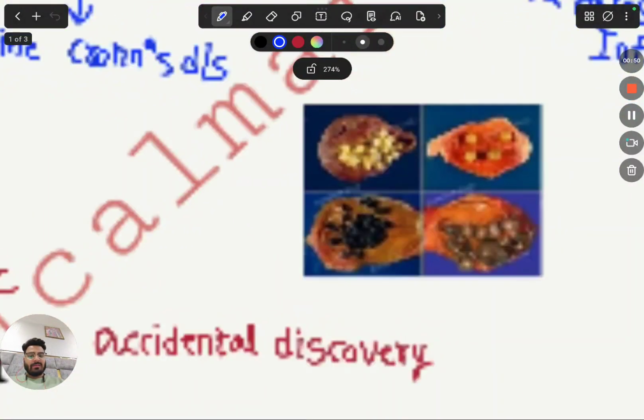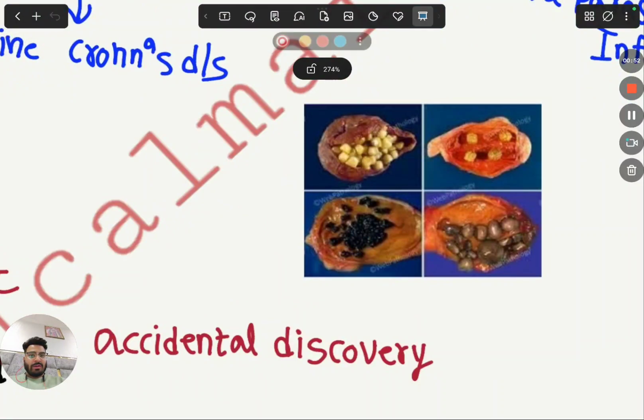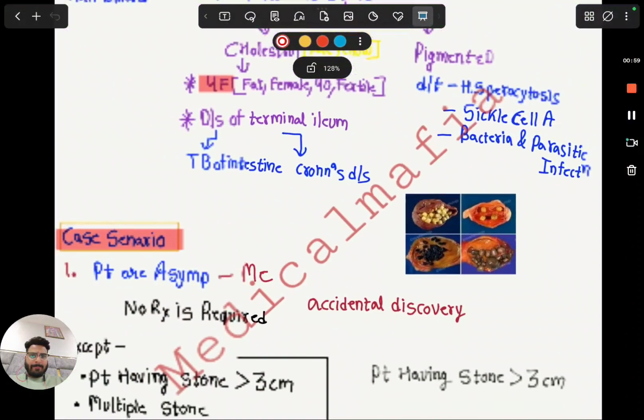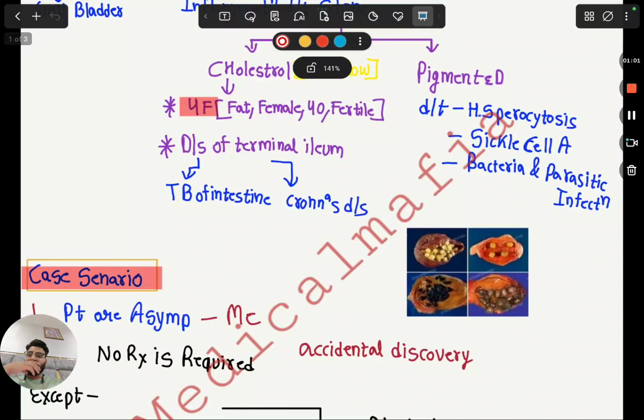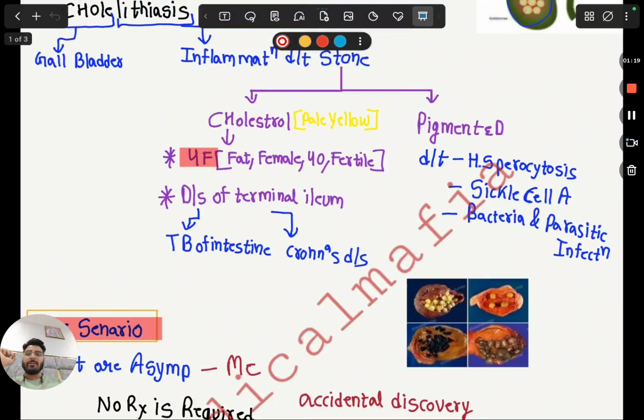Here are some images which I have put for you to see. This is the cholesterol one and these are the pigmented ones. Okay, so remember that in the cholesterol one we have to remember 4F, that is fat, female, 40, fertile. Again, fat, female, 40, fertile. It means a female who is generally around 40 years of age, she is fat also and she is fertile. She will have a high risk of stone formation at this age.